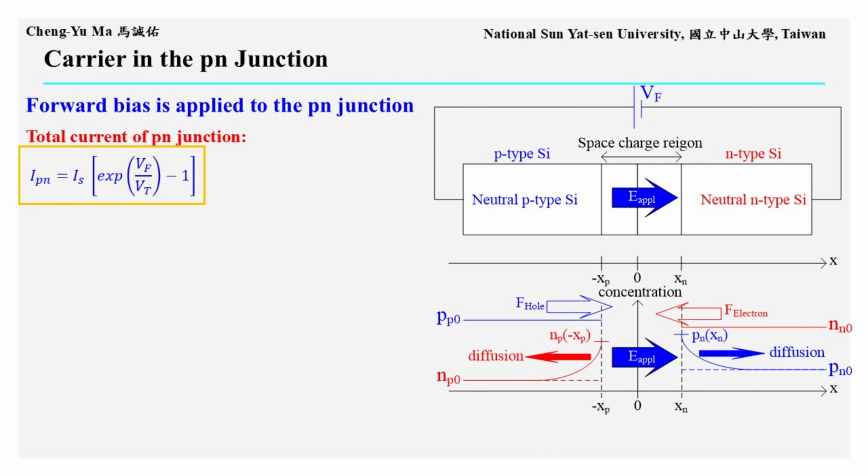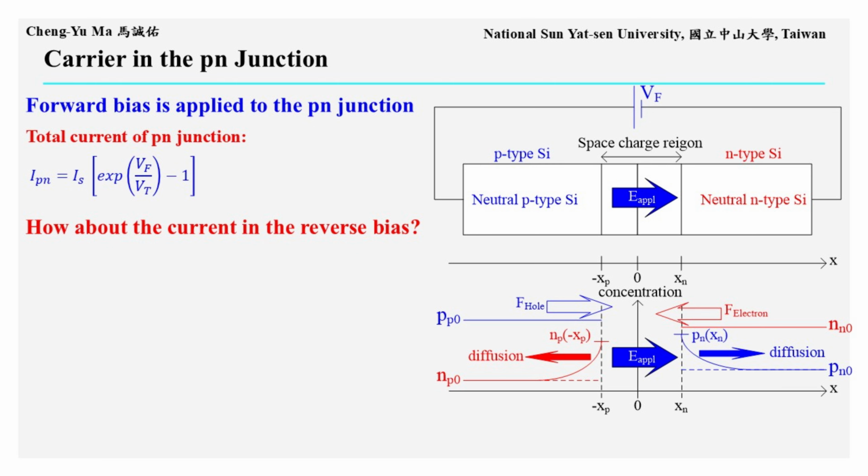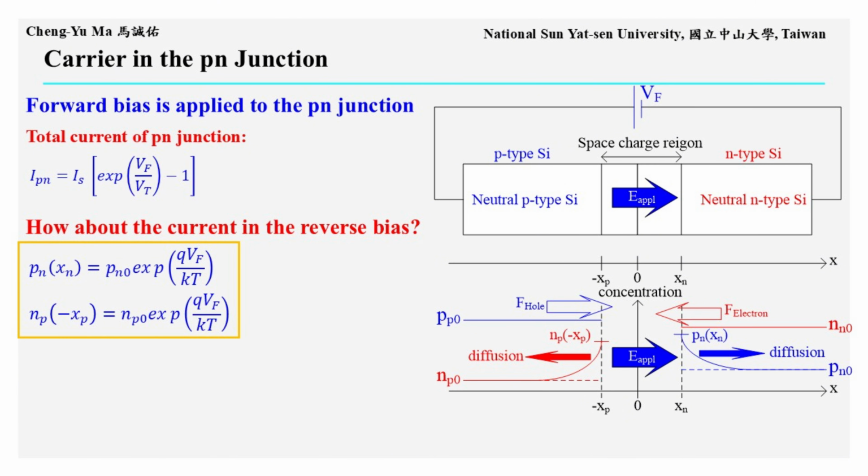The final current-voltage equation of the PN junction is I_PN equals I_s times the quantity exponential of V_F divided by V_t minus 1. During the explanation, we mainly use the forward bias case with V_F to understand the concept. Then, what about the current of the PN junction under reverse bias? As introduced earlier, under forward bias V_F, the minority carrier concentration at the boundary between the neutral region and the space charge region is the thermal equilibrium carrier concentration multiplied by exponential of qV_F divided by kT. Therefore, under forward bias, the minority carrier concentration increases exponentially.